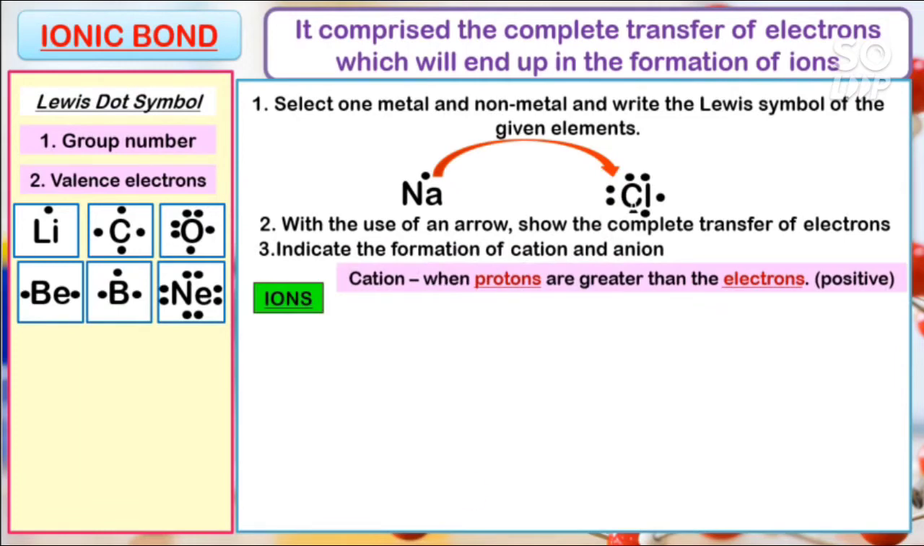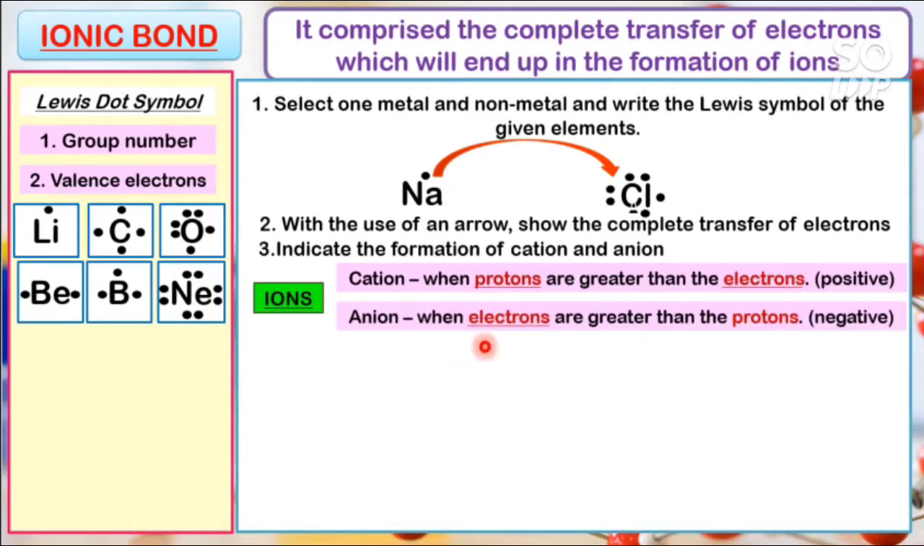What is the difference between the two? When we say cation, it is when protons are greater than the electrons. Reminder that protons are positively charged particles; when they are greater than the electrons, which are negatively charged, it is said to be a positive ion or simply a cation. The other kind of ion is the anion. It is when electrons are greater than the protons. Remember that electrons are negatively charged particles, so if the negative is higher than the positive, it is a negative ion or an anion.